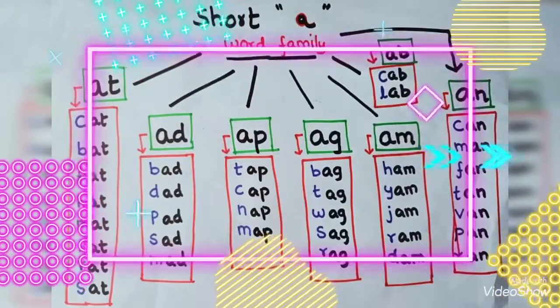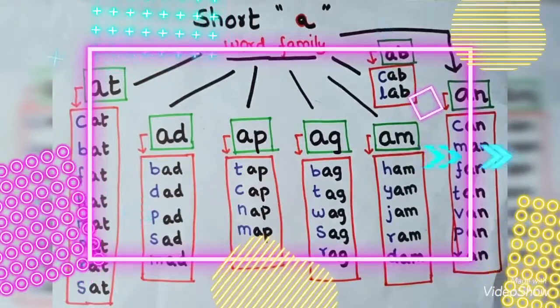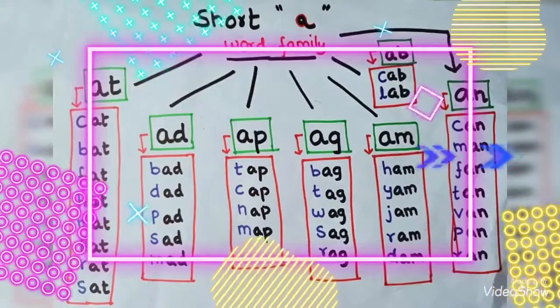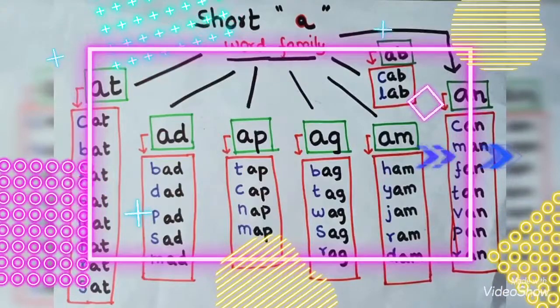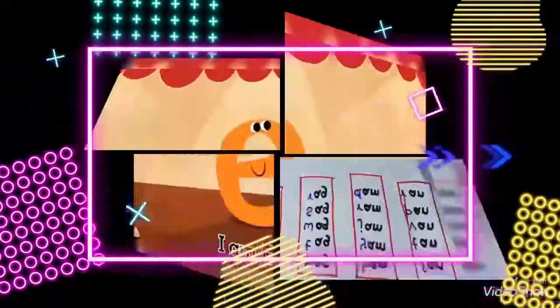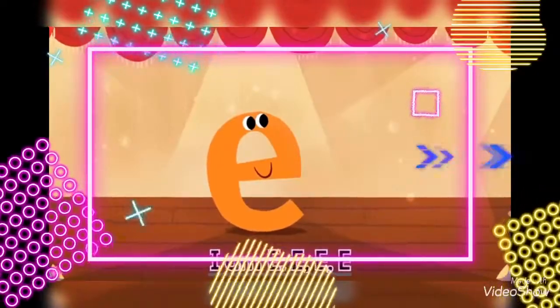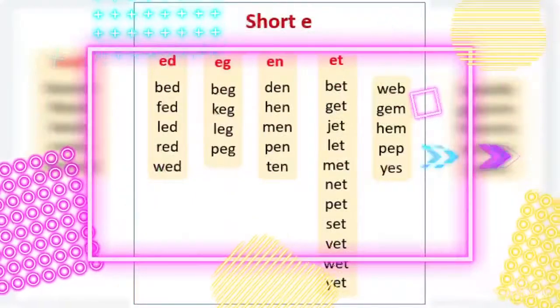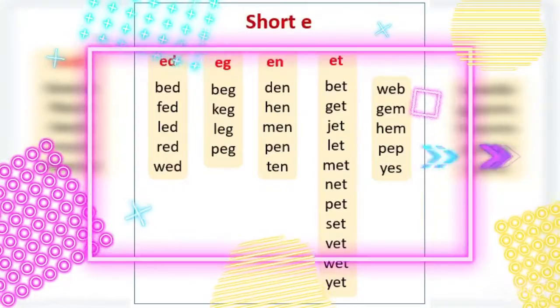Add, app, egg, am, and. Add like cat and bed. Add like bed and dead. This is letter E, sound E, for letter E, red. Family word for short vowel E: ed, egg, in, it.